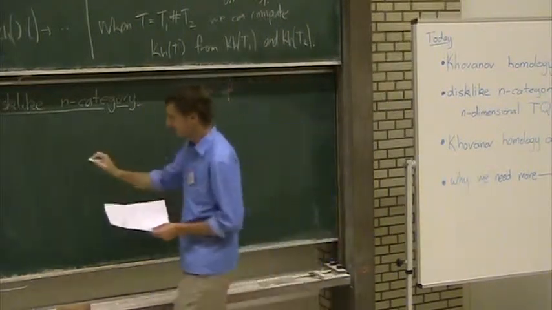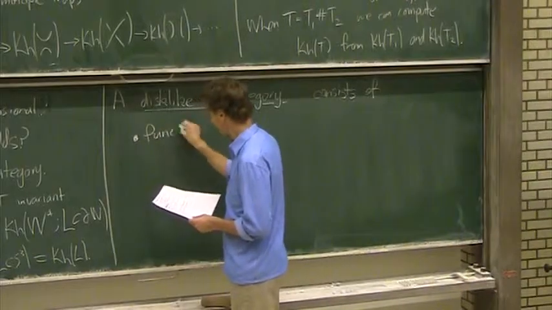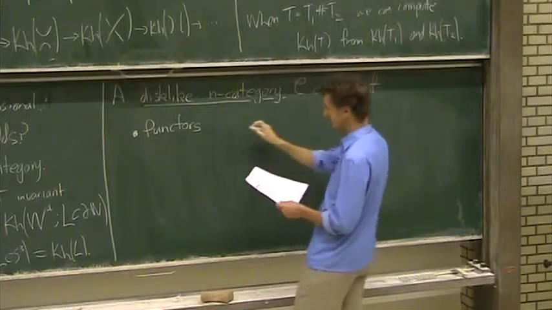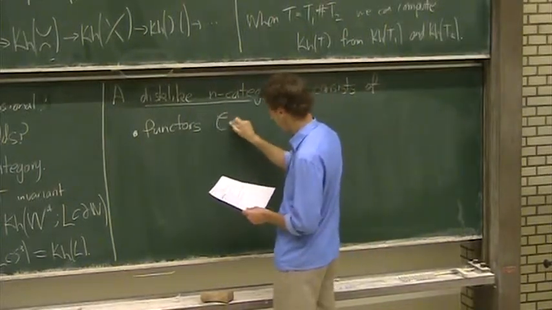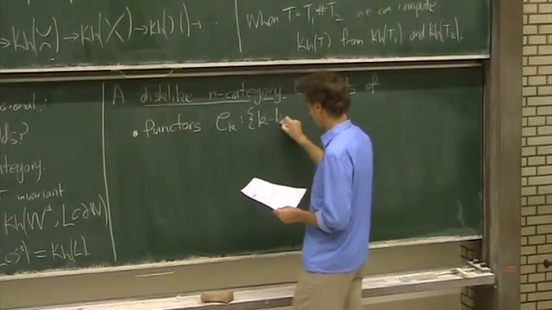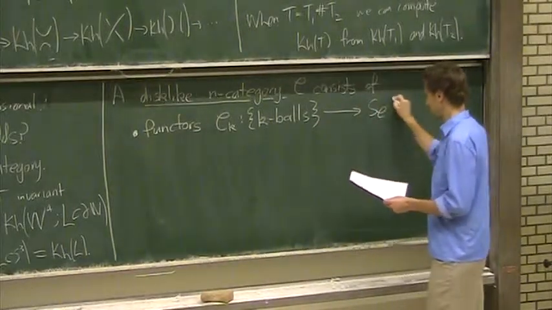I'll tell you the main data first. So first of all, it's a collection of functions. So let's call the whole n-category C. And the main data are some functions C sub K from K-balls to C.